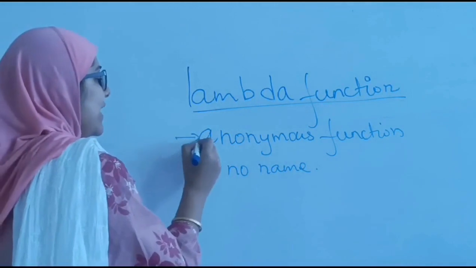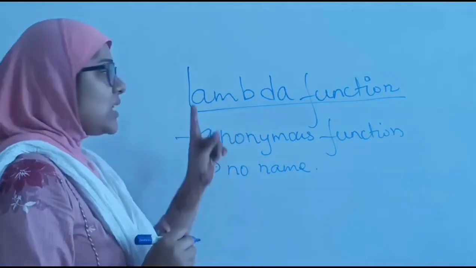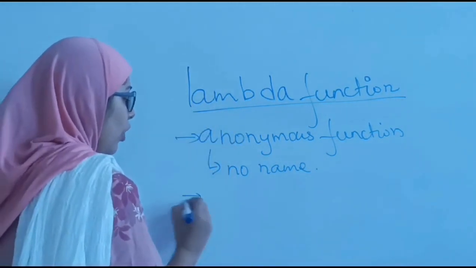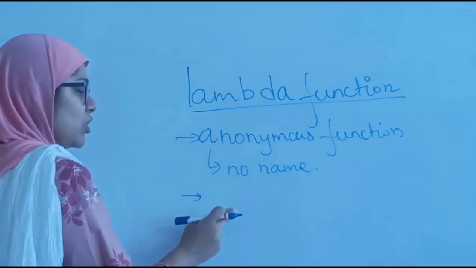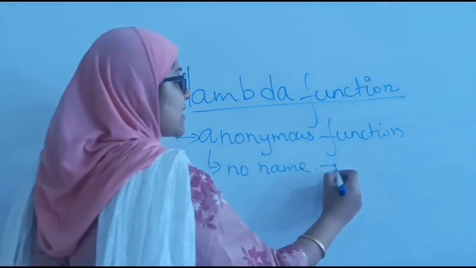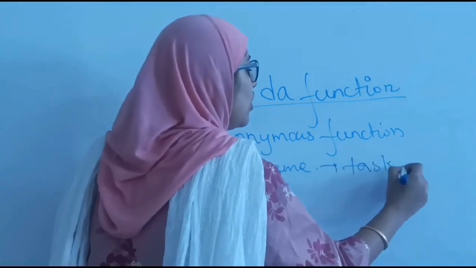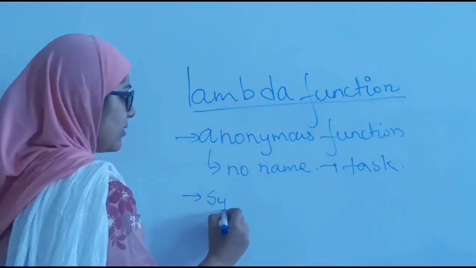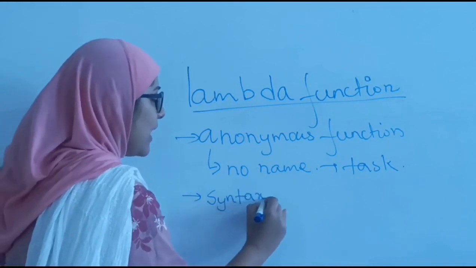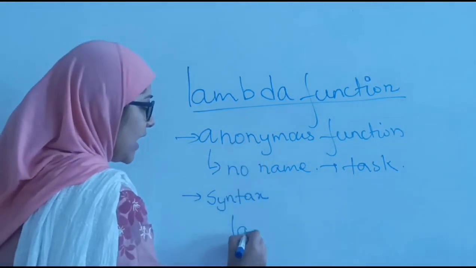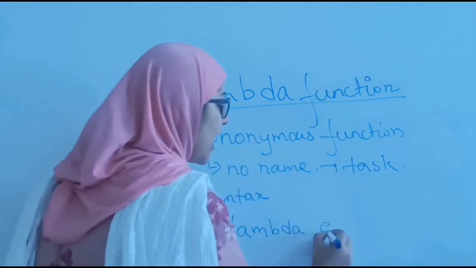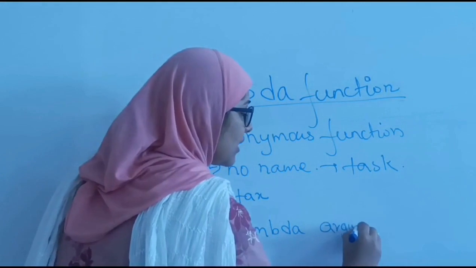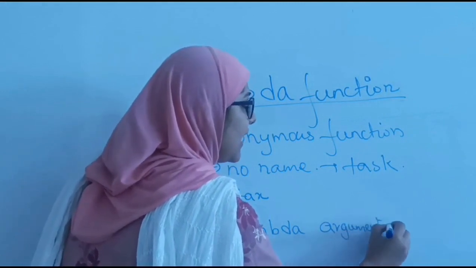So what is lambda function? Lambda is the keyword that is used by Python for calling any anonymous function. That means we don't have any particular name for the function, but it will do a particular task. So what is the syntax? Let's discuss the syntax for lambda function. The syntax is the keyword lambda, then we can have arguments, and then an expression.